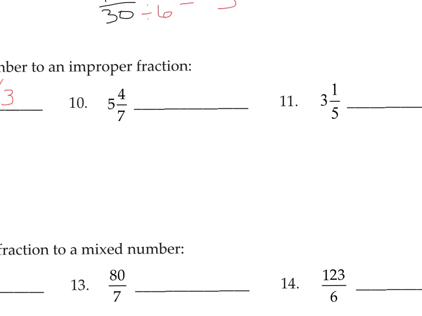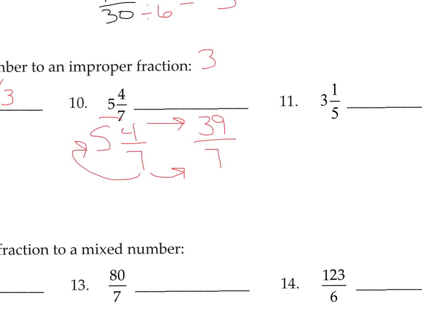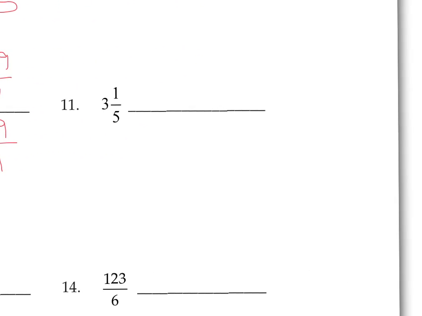Same thing on 5 and 4/7. First multiply. 7 times 5 is 35. Then add the 4. 35 plus 4 is 39. The denominator stays the same. So 5 and 4/7 is equal to 39/7. Next, 3 and 1/5. Multiply, then add, we get 16. The denominator stays the same. So 3 and 1/5 is equal to 16/5.